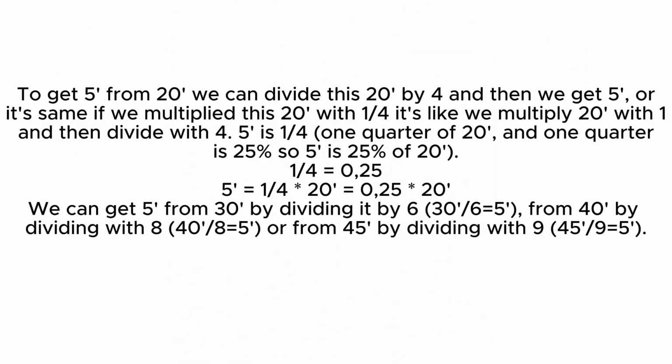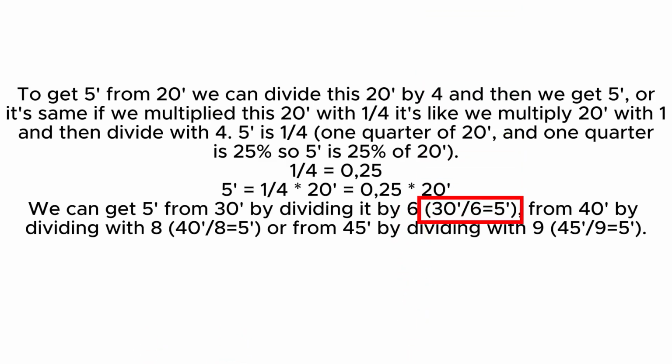To get 5 feet from 20 feet, we can divide this 20 feet by 4 and then we get 5 feet, or it's the same if we multiply this 20 with 1/4. It's like we multiply 20 feet with 1 and then divide it by 4. 5 feet is 1/4 of 20, and 1/4 is 25%, so 5 feet is 25% of 20 feet. 1/4 is equal to 0.25. 5 feet is 1/4 times 20 feet, that's 0.25 times 20 feet.